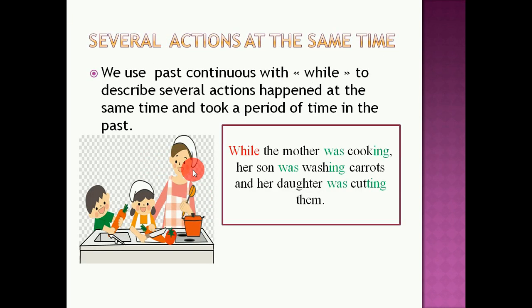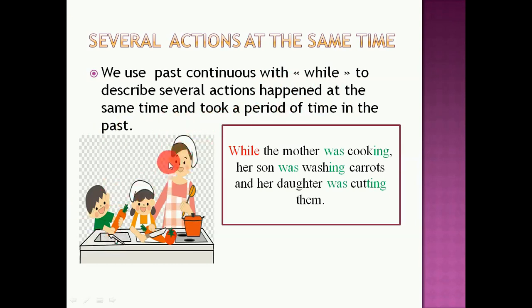We can use the past continuous tense to describe several actions that were happening at the same time. Okay, so we use past continuous with while. The actions we describe are connected with the conjunction while, to describe several actions that were happening at the same time and took a period of time in the past.